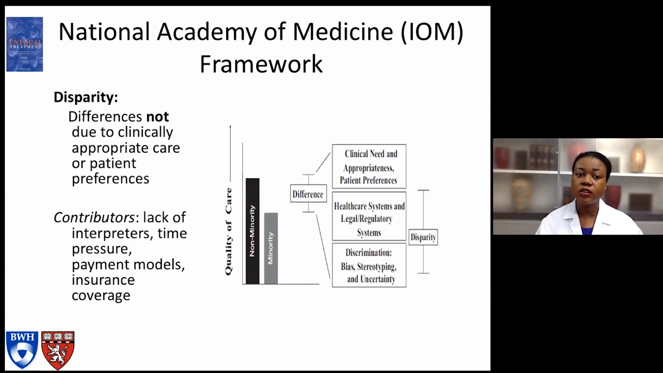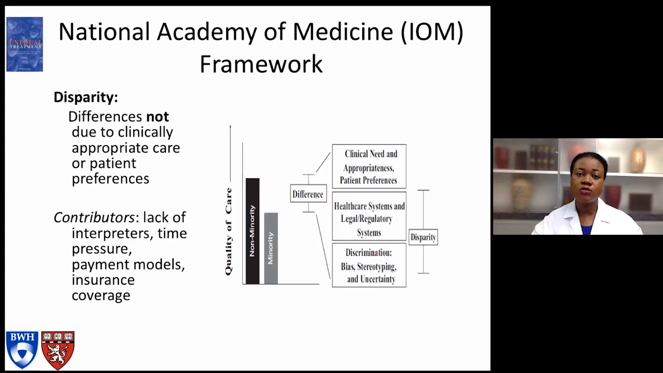Contributors to disparities include a lack of interpreters, time pressure, payment models, and insurance coverage, all the sort of things that contribute to the way that our health systems operate, but also the parts that can creep in when we're not sure what to do, when there's uncertainty in care, including bias and stereotyping. These are factors that contribute to differences that are controllable and things that we can do something about if we structure healthcare delivery and incentives differently. So they're not due to the clinical needs of the patient, appropriateness, or the patient's preferences.